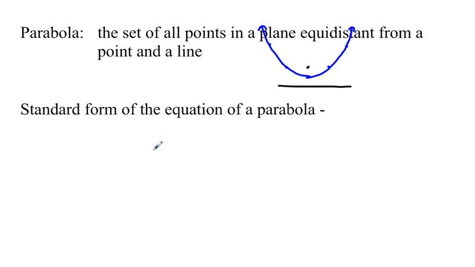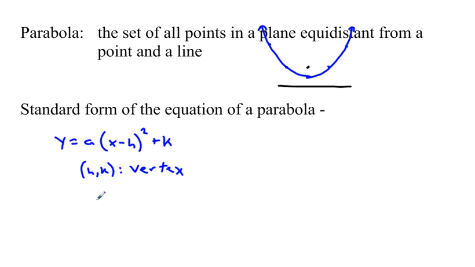Okay, standard form of the equation of a parabola, and I'll call this vertex form. So a parabola has the form y equals a times in parentheses x minus h squared plus k. Now we've seen this before where we know h and k are the vertex of the parabola. So it looks a lot like in that previous formula for the circle, h and k were the center, now h and k are the vertex.